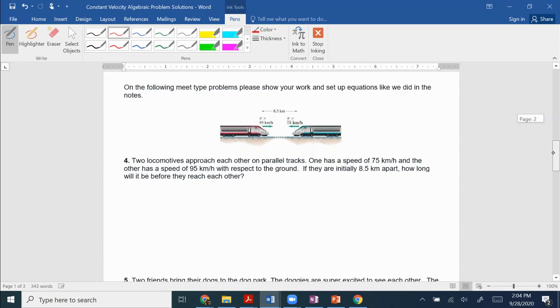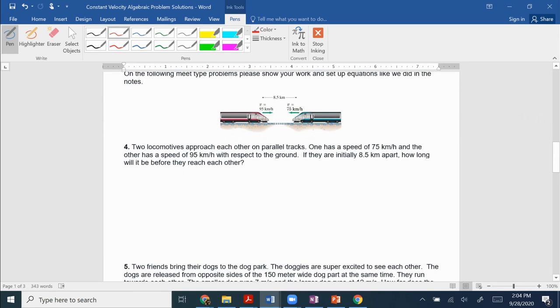All right, now on to the meet type problems. So we have two locomotives approaching each other on parallel tracks. One has a speed of 75 kilometers an hour and the other has a speed of 95 kilometers an hour with respect to the ground. They are initially 8.5 kilometers apart. How long will it be before they reach each other?